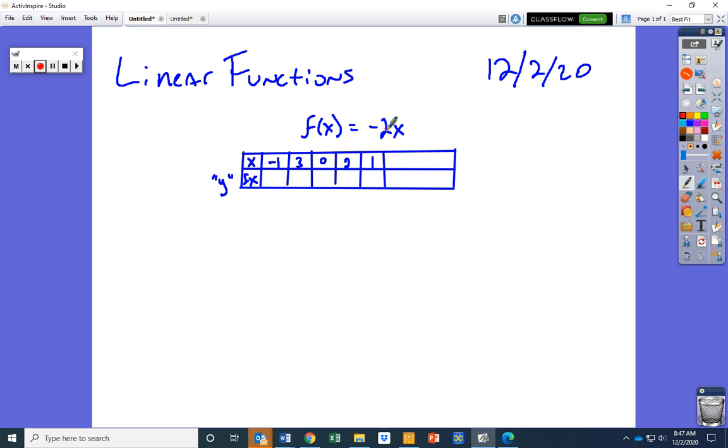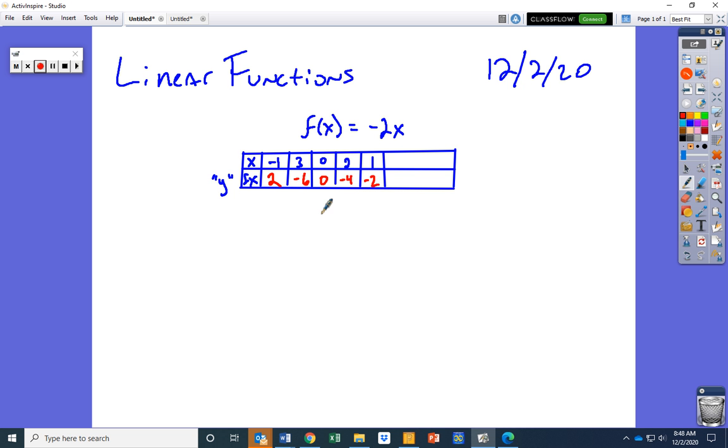What's negative 2 times negative 1? Negative times a negative gives me a positive. So negative 2 times negative 1 is 2. Negative 2 times 3 is negative 6. Negative 2 times 0 is 0. Negative 2 times 2 is negative 4. And negative 2 times positive 1 is negative 2.